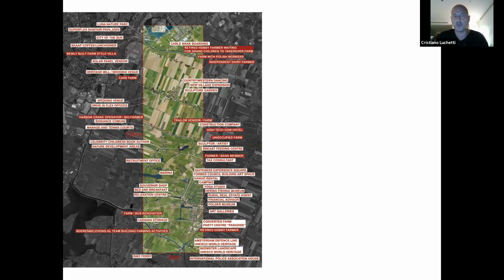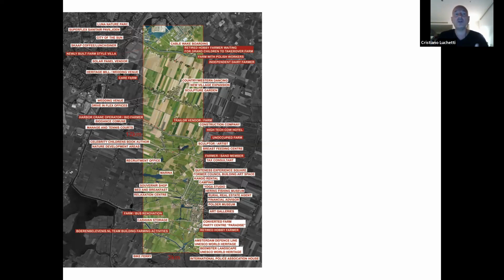But there are also tourist facilities, bike ferries, a converted farm party center, art galleries, something that you would never expect to be there. Of course, a construction company, or hotels, or some other sort of artist, country western dancing in the Netherlands, right? So there are lots of functions that were not there before, that kind of create this antagonism in the condition and the relationship between countryside and the urban centers.